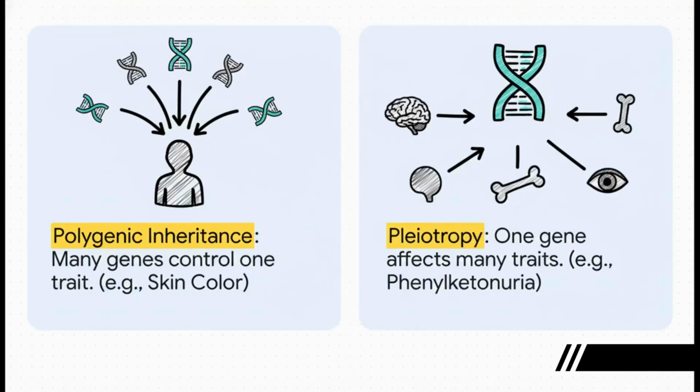Okay, everybody, listen up. Pay close attention. This right here is probably the most important slide for your exam prep on this topic. We're putting them side by side so there is absolutely no confusion. Ready? Polygenic, many genes, one trait. Think skin color. Pleiotropy, one gene, many traits. Think PKU. I'm telling you, screenshot this, write it down, do whatever you need to do. Just do not mix these two up in the exam.